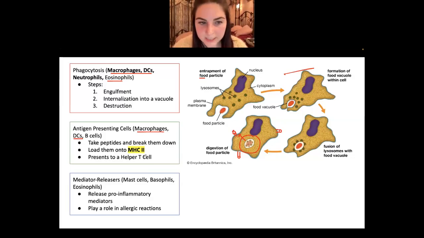And then the mediator releases. The releasers are your mast cells, basophils, eosinophils. These are going to release mediators. And a lot of these do play a role in allergic reactions, but eosinophils and basophils can also play a role in parasitic infections, right? So they can release specific mediators that are anti-parasitic, which we'll talk about in a little bit. This is just a general overview.